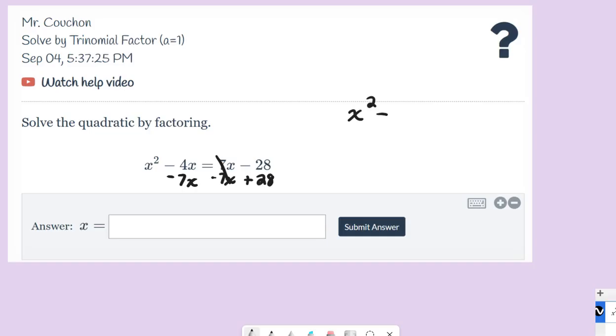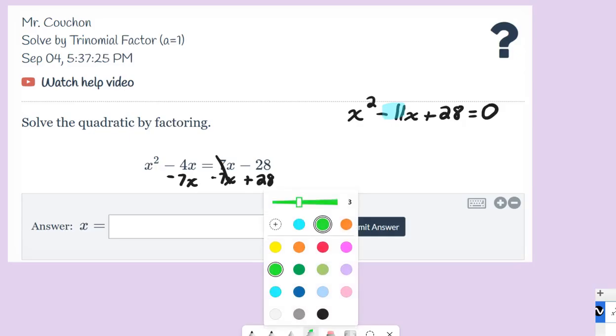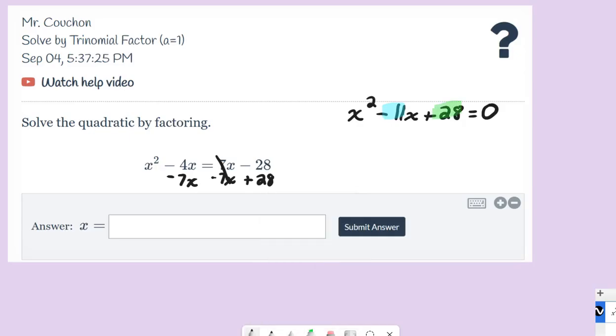We have x squared minus 11x plus 28 equals 0. Now we can solve this by factoring. We've got to think what can give us a sum of negative 11 and a product of 28. Well, we're clearly going to have to be dealing with negative numbers here because we have a negative sum.